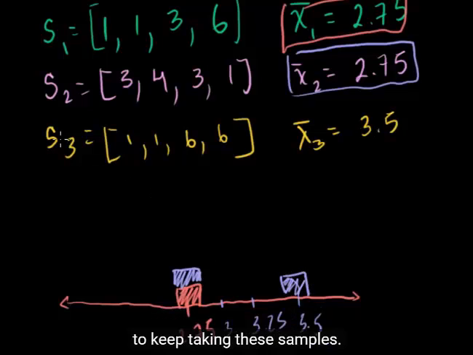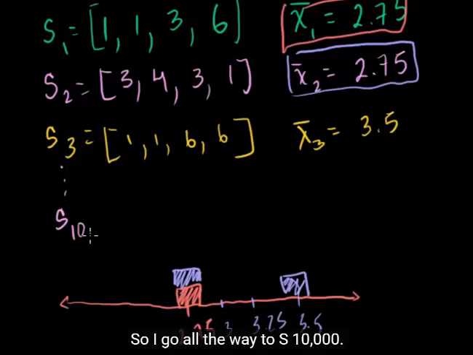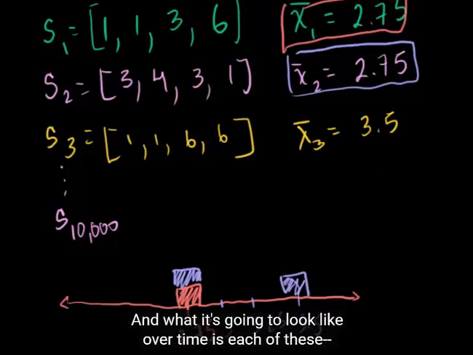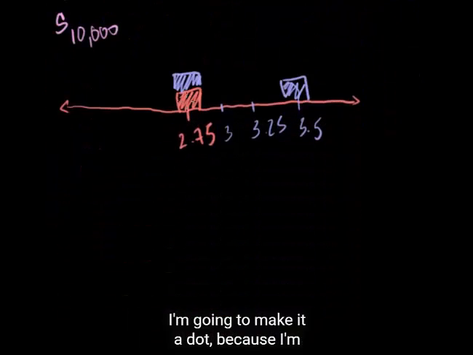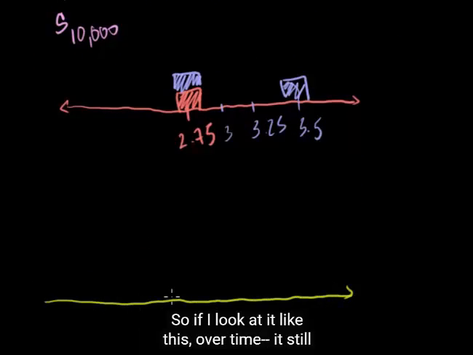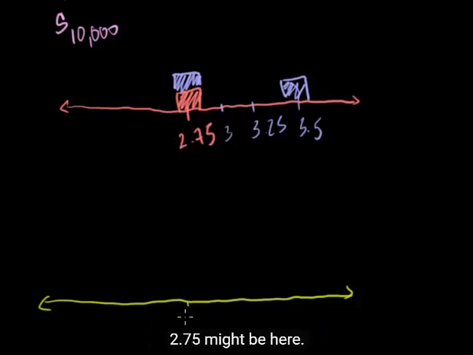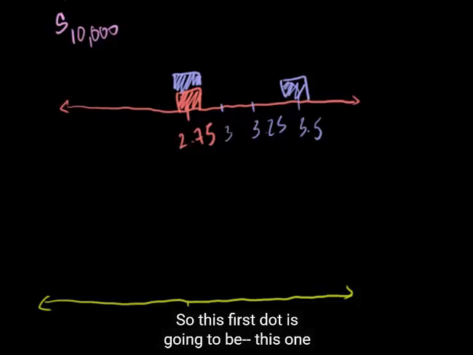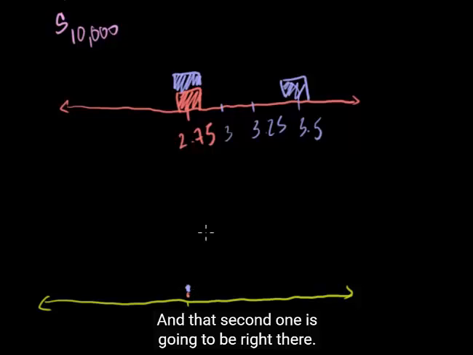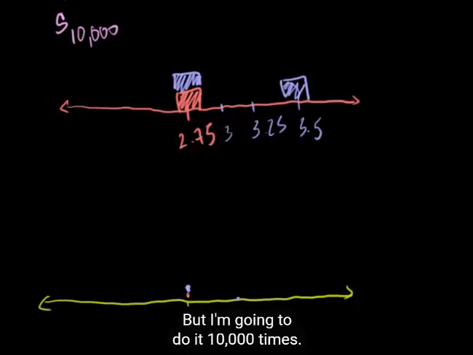And what I'm going to do is I'm going to keep taking these samples. Maybe I'll take 10,000 of them. I just do a bunch of these. And what it's going to look like over time is each of these I'm going to make a dot because I'm going to have to zoom out. So if I look at it like this, over time, it still has all the values that it might be able to take on. 2.75 might be here. So this first dot is going to be right there, and that second one is going to be right there. Then that one at 3.5 is going to look right there. But I'm going to do it 10,000 times because I'm going to have 10,000 dots.